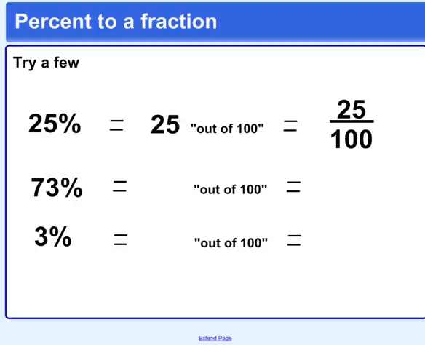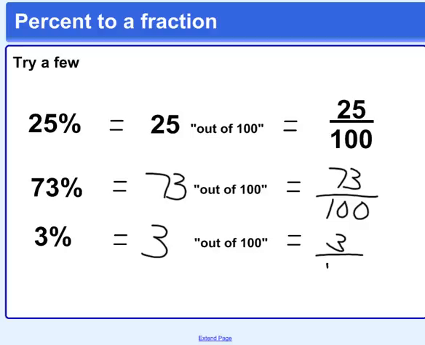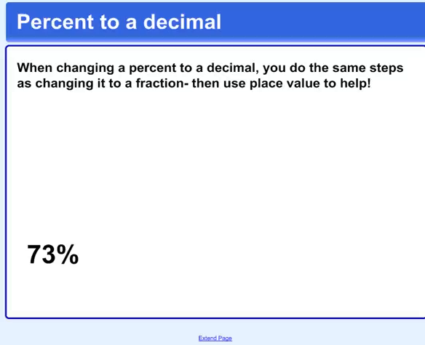Okay, you'll see 25% means 25 out of 100, which is 25 over 100. 73% means 73 out of 100, which is 73 over 100. And 3% is 3 out of 100, which is 3 over 100. So that's how you convert a percent to a fraction.